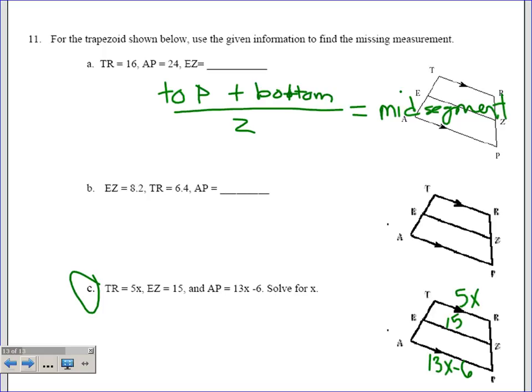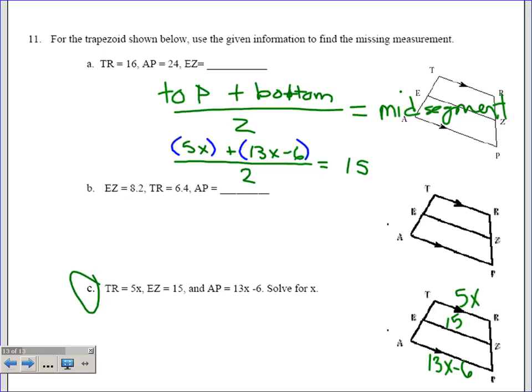So for us, what's the top? 5x. What's the bottom? We divide this whole side by 2, and that has to equal our mid-segment, which is 15. Okay. Several ways of solving this, though. Is everybody okay with that setup? This is our top. This is our bottom. Divided by 2, that equals our mid-segment, which is the 15.